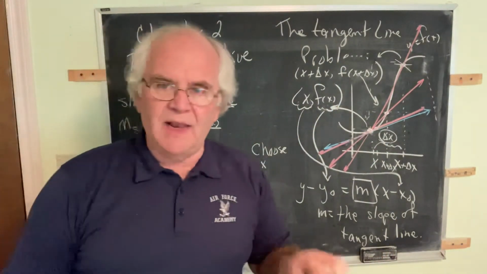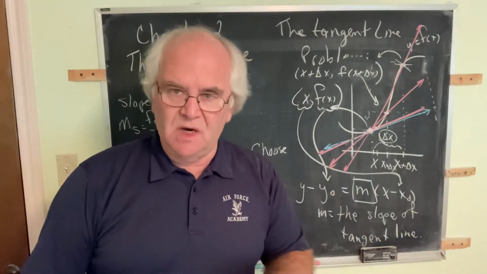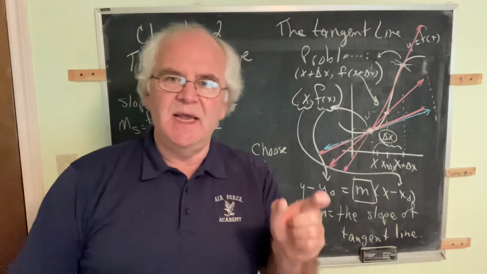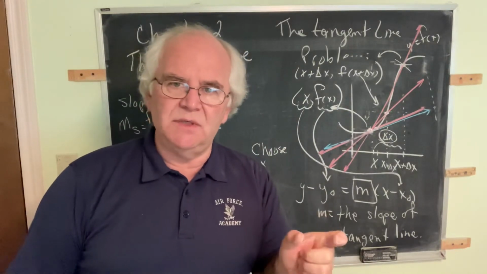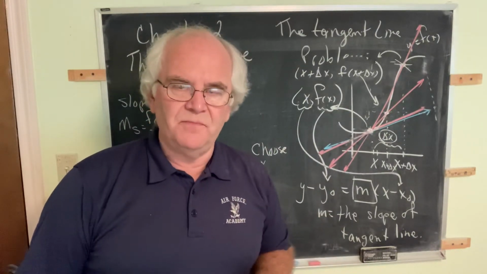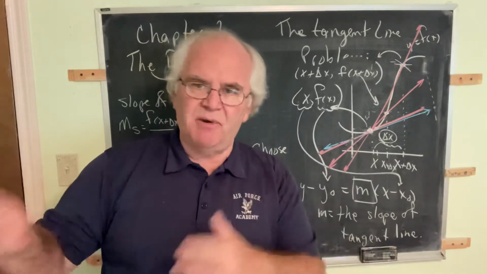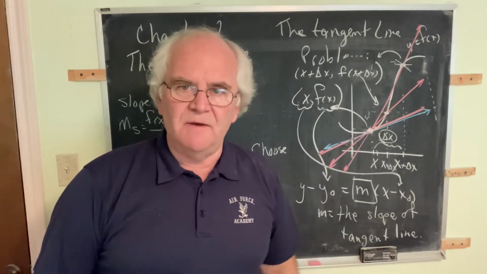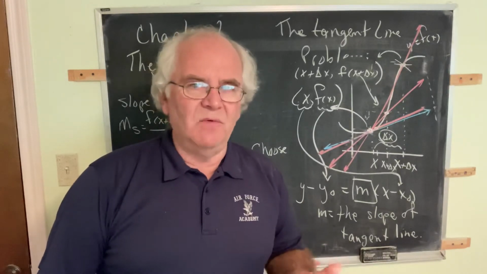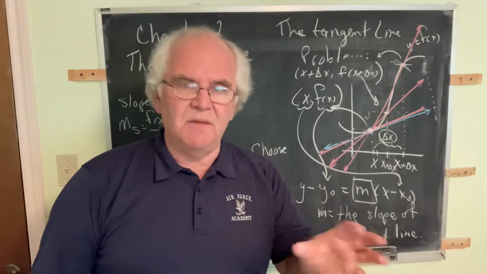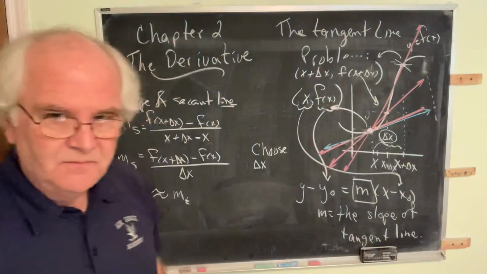So we never allow delta x to equal zero. What we are interested in is what happens as delta x gets very, very close, but not equal to zero. That language should sound familiar to us based upon all of the work we've done in chapter one. We're talking about the language of a limit. And in fact, that's what comes in to save the day.